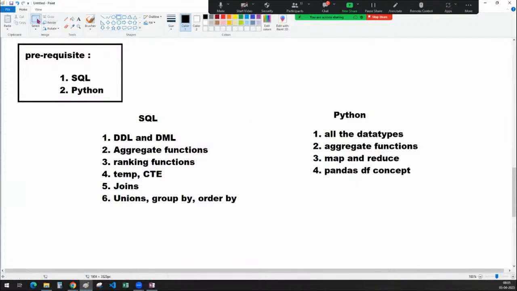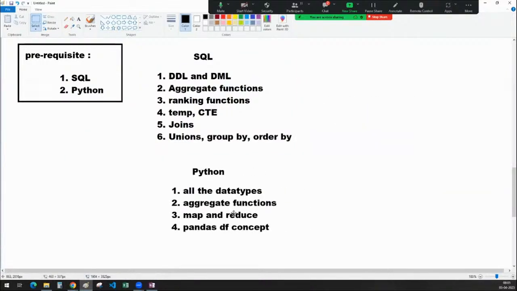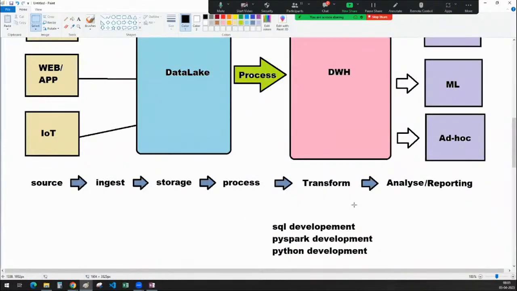Sir, what are the concepts that I have to go through before attending these sessions? What are the things that I have to recapitulate? If you ask me, these are the things you recapitulate, guys. Okay, go for a recap. And we will be learning SQL development, Python, PySpark, all of these things.